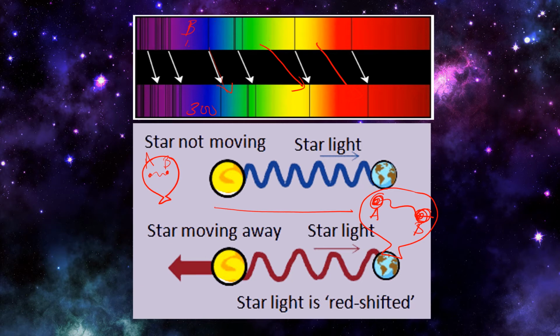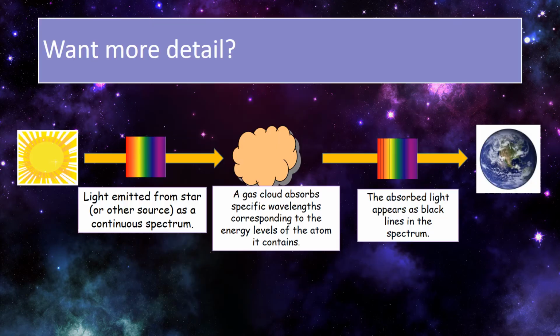If galaxy B was moving towards me, it would be going in the other direction, and so everything would appear to be moving towards the blue.